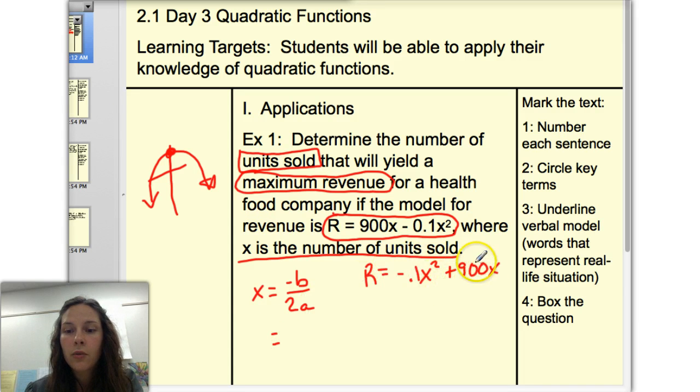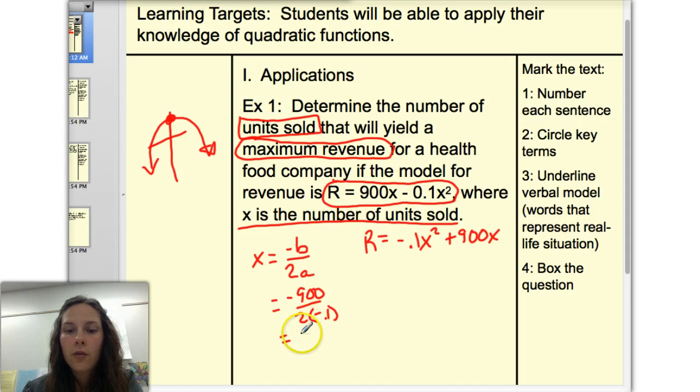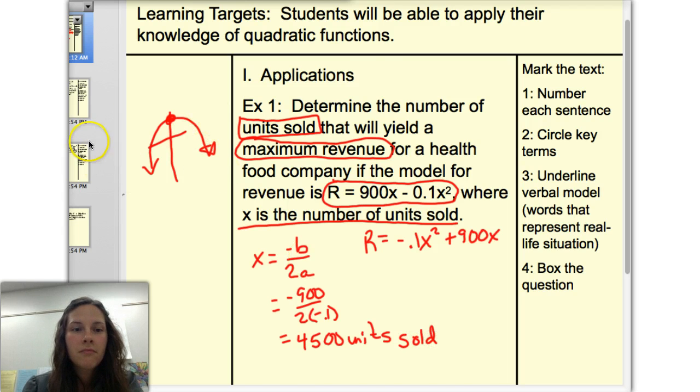Substituting right here, we've got positive 900 as our b, so the opposite of that would be negative 900, all over 2 times a. A is the lead coefficient, or what we're multiplying by our x squared, so negative 0.1. And when we evaluate that, we get 4,500, or 4,500 units sold. Always make sure that you label your answer with appropriate units. In this case, units is units.